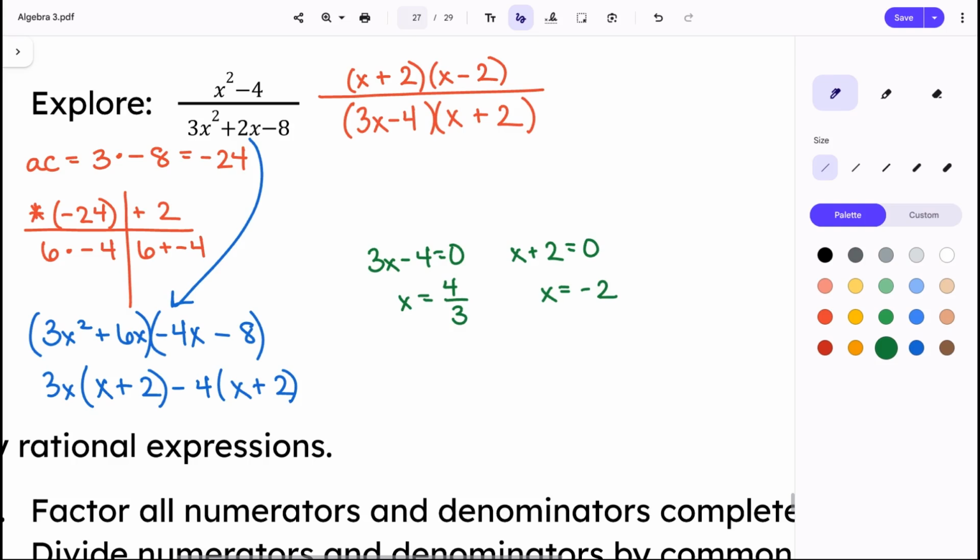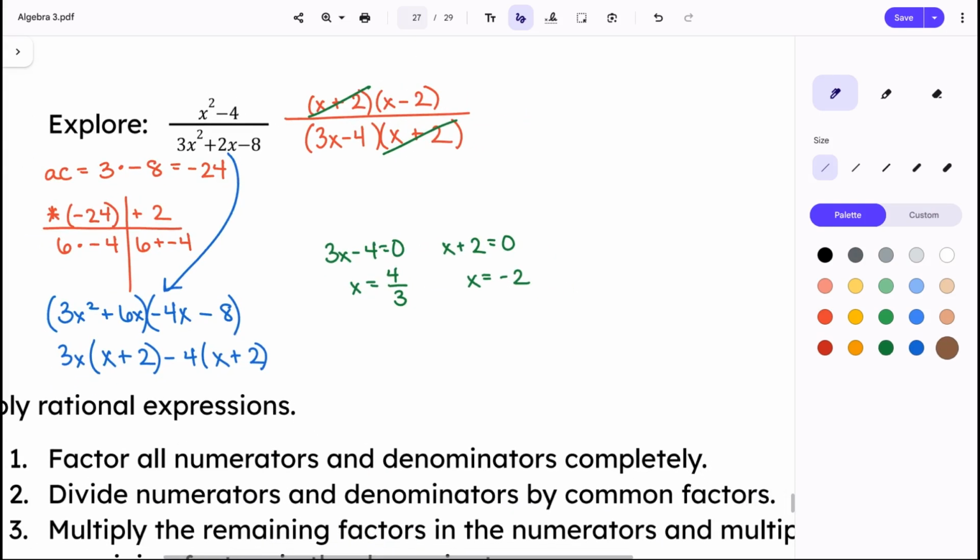Is there anything that we can simplify from my expression up here? The x plus 2. So I'm just going to cross those off. Okay, so my final answer is going to look like this. After all that work, we should be able to write x minus 2 over 3x minus 4. And then we want to put after that, x can't be equal to these two numbers down here, 4/3 and negative 2.